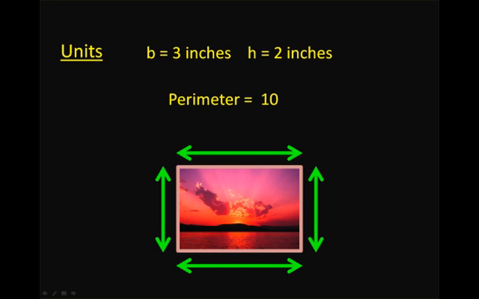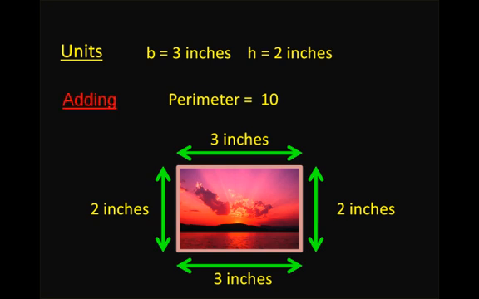Now let's take a look at our units, and we find that our units are in inches. We can apply them as inches, and if we're using inches, B would be 3 inches and H would be 2 inches. We know that our perimeter is 10, so we add 3 plus 3 on the top and bottom. We add 2 plus 2 on each side, and since we're adding, our units will stay the same. So our units are 10 inches. So our perimeter is 10 inches. Okay, so now let's go take a look at area.